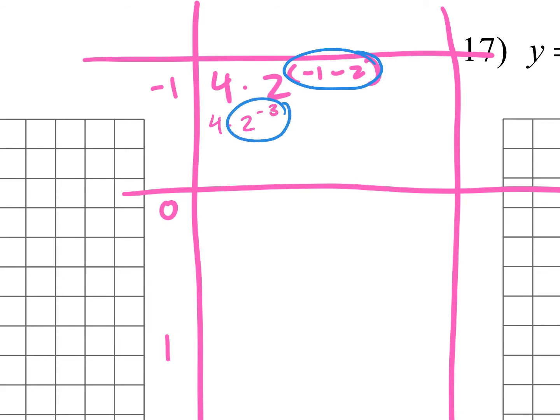What is 2 to the power of -3? What does a negative do to our number? It flips it. So this is like 1/2 to the third power, which is like saying 1/2 times 1/2 times 1/2. On top I get 1. What's 2 times 2 times 2? 8. So it would be 1/8. So we have 4 times 1/8. And what's 4 times 1/8? 4 over 8, which is 1/2. Awesome. So what's my point?